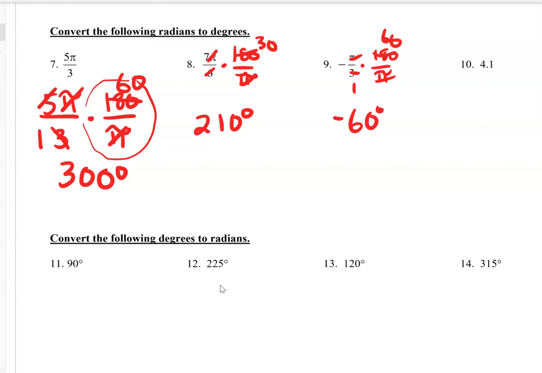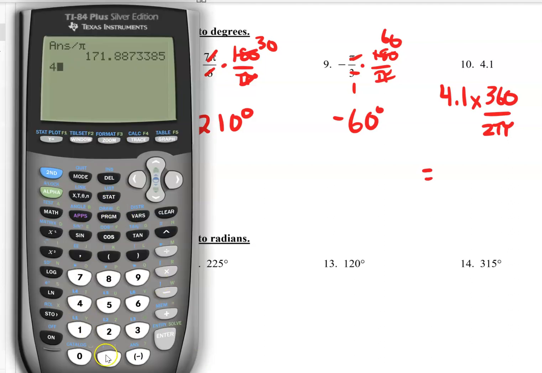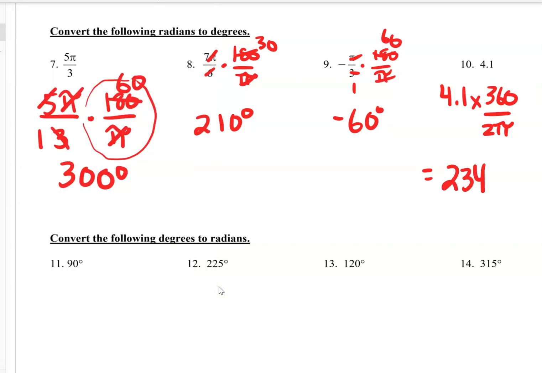4.1, that is in radians. So we're going to take 4.1 and multiply it by 360 divided by 2 pi, or 180 divided by pi, which will give us 4.1 times 360 divided by 2 times pi. 234.9 degrees.